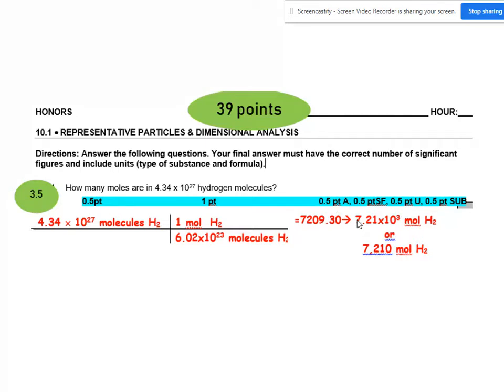If you're marking off your sig figs, let's say, for example, you left all your digits, it's minus a half for sig figs, put minus 0.5 where it says SF. Let's say you forgot moles, minus a half for unit. Substance is H2. If you forgot the substance or you have the wrong one, it's minus a half.